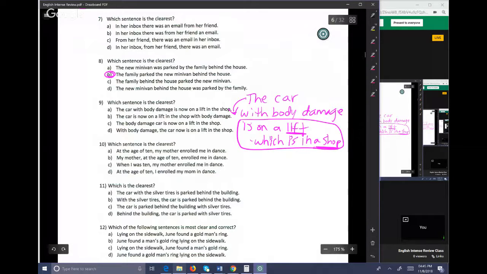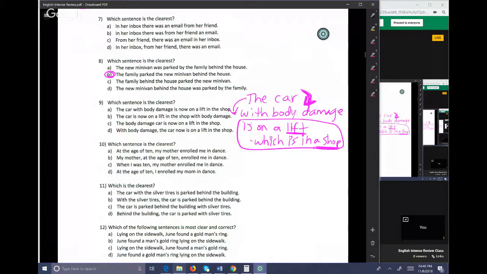So we need to make sure that these remain together because there's already a lift in a shop. And what's happening now is that this car is being put on this lift. This car also has body damage. So I need to make sure that when I describe the car, I very quickly describe the body damage also. Because if I don't, then where am I going to put body damage, and it's going to modify the wrong thing.